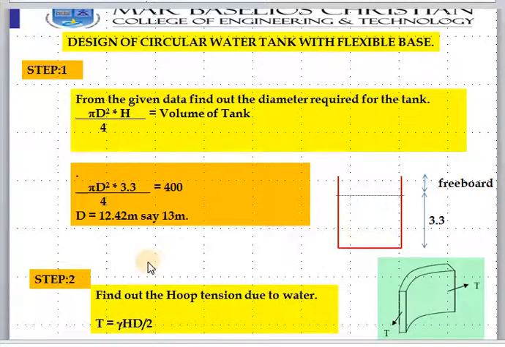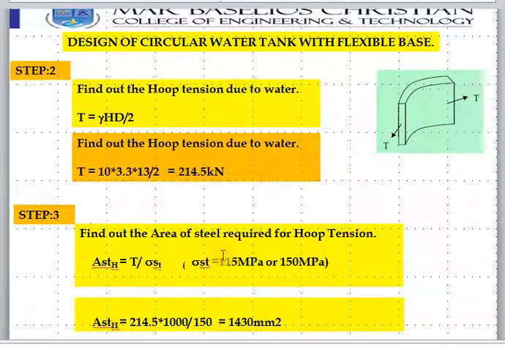We have seen it in thin cylinders and thick cylinders, how to find out the hoop tension. So it comes as gamma H into D by 2. This is the formula, so from this we can find out. Gamma is the density of water. So 10 into 3.3 into 13 by 2, it will come to 214.5 kilonewton.